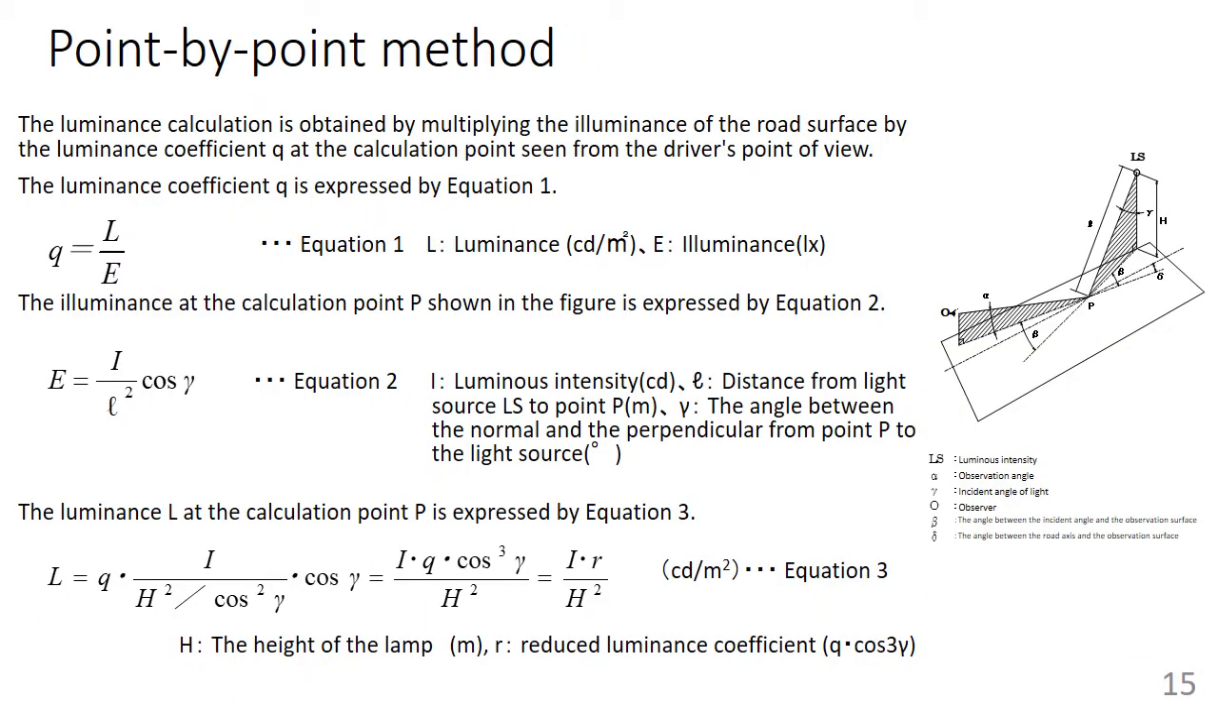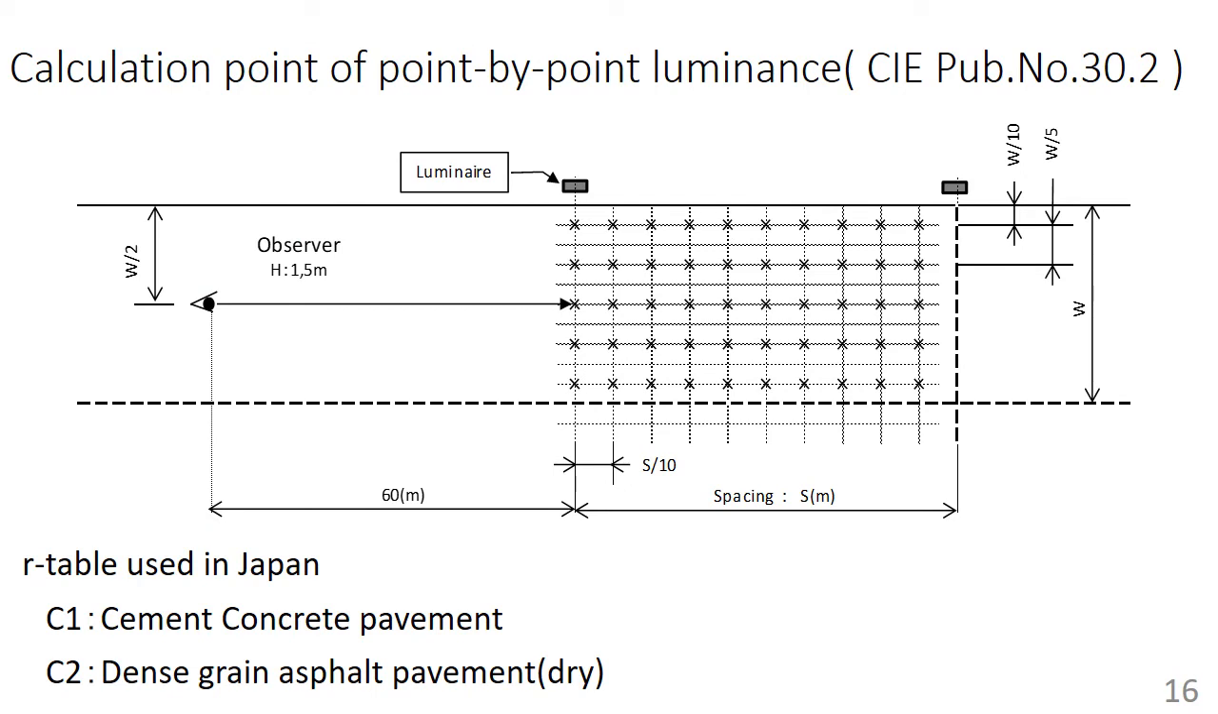The point-by-point method is calculated according to CIE publication number 30.2. The slide shows the calculation points for point-by-point luminance in CIE publication number 30.2. In Japan, the R table C1 and C2 recommended by CIE are used.